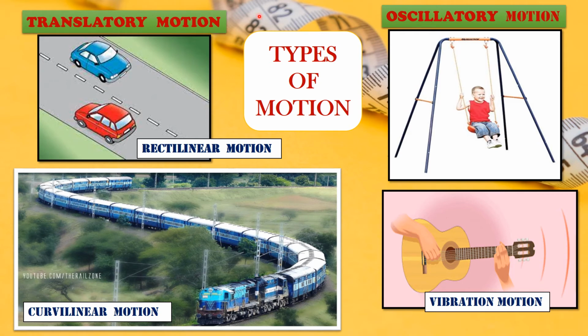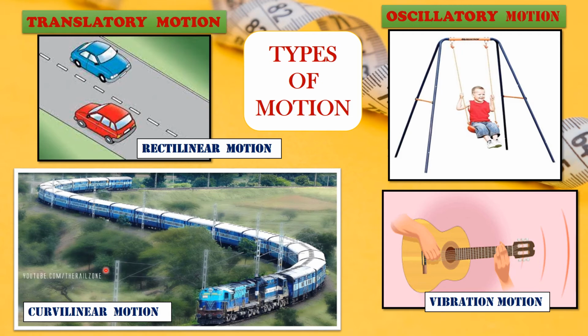Let us study different types of motion. First is translatory motion. Translatory motion means when the whole body moves uniformly in a straight direction. It is of two types, rectilinear motion and curvilinear motion. When a body moves along a straight line, it is called rectilinear motion. For example, motion of a car on a straight road, a ball rolling on flat ground, an apple falling from a tree, water flowing from a tap.